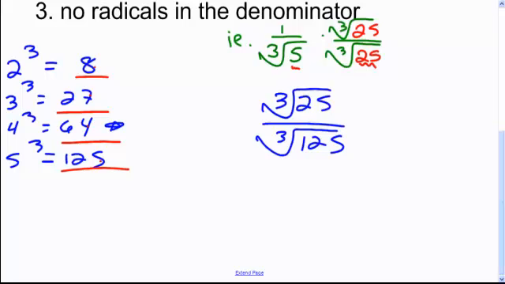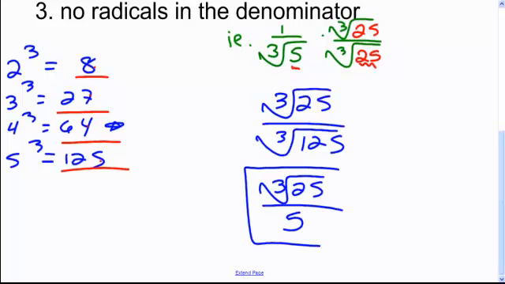The goal was to get rid of the radical in the denominator, and we did, because the cubed root of 125 is 5. Please do the math to support that. Don't make an assumption that you're doing it correctly. Go through and do the mathematical support. So there's no longer any radicals now in that denominator.